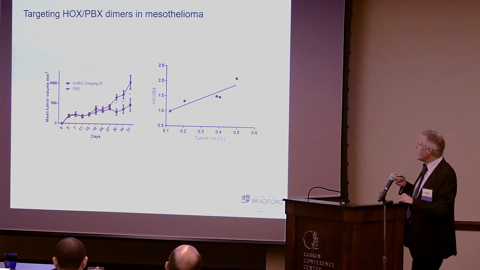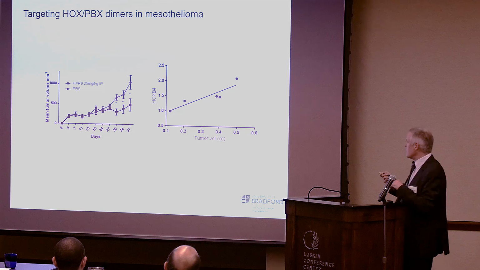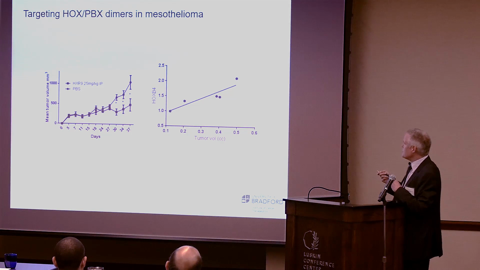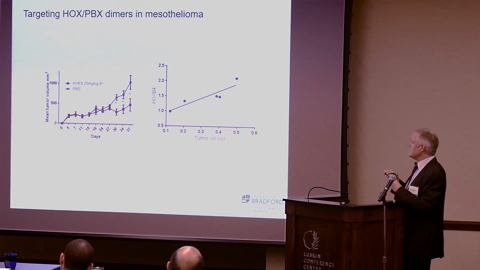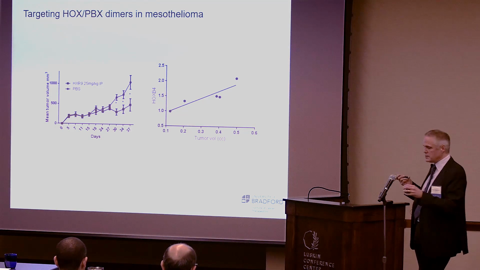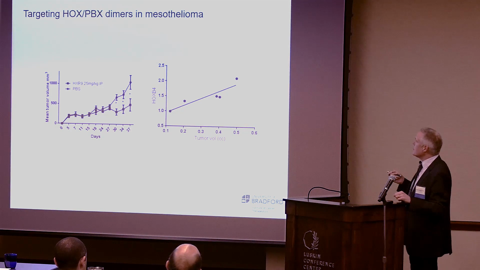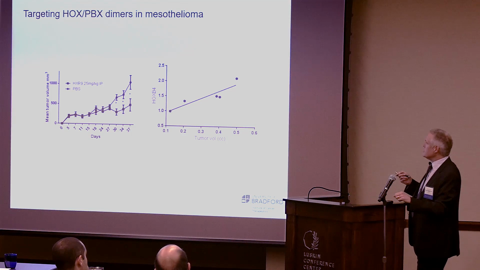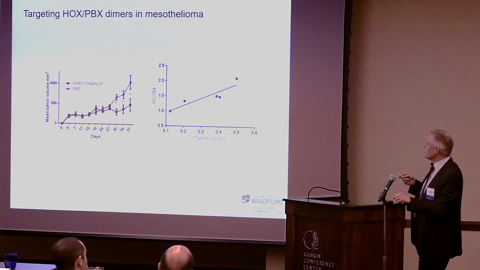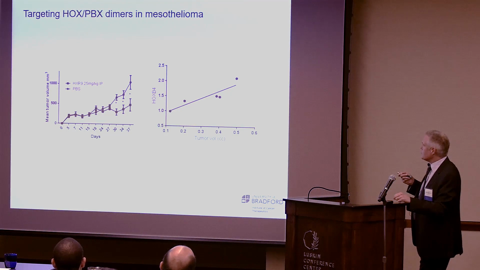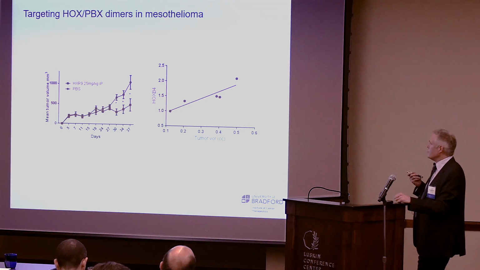tumour growth. Another interesting finding from this mouse model, which corresponds very nicely to what we saw with the patient data with HOXB4 being associated with shorter survival, is that for the actual size of the control tumours, these are the untreated tumours, there's a significant relationship between the level at which these tumours express HOXB4 and the final tumour size. So again, it suggests that HOXB4 and the other HOX proteins are involved in driving tumour growth in mesothelioma.